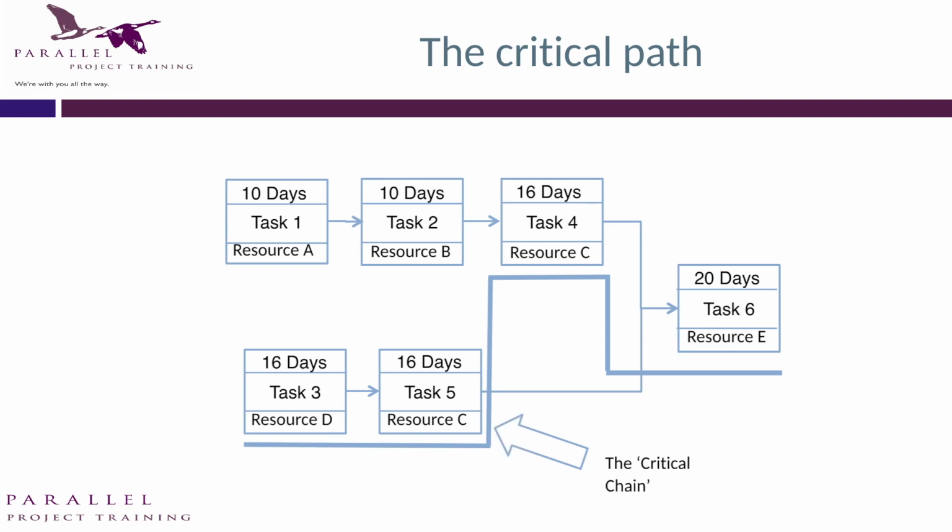So there's no precedence between resource C, the two resource C tasks, 4 and 5, but what there is a resource dependency. So with critical chain, we do those two things. We recognise that the most critical bit through the project is through the resources, and we also say, well, actually, let's take all the contingency out of the tasks and put it in a project buffer at the end of the project.